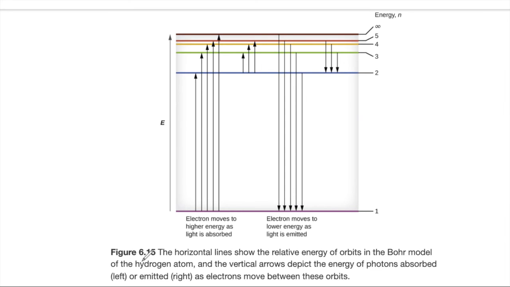So here is a diagram in your textbook, figure 6.15, showing the different energy levels of an electron. When you have a change in energy that's positive, these up-facing arrows, that is showing light or electromagnetic radiation being absorbed. So absorbing energy, giving the electron more energy, puts it in a higher level. When the change in energy is negative, that is when photons of light are being emitted and the electron is dropping down to a lower energy level.